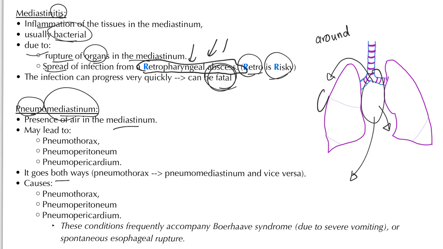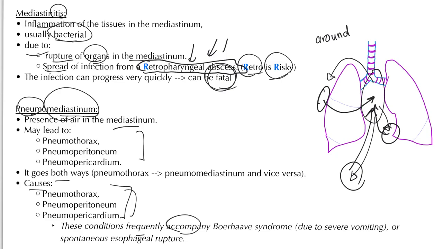You can start with a pneumothorax leading to a pneumomediastinum. You can start with a pneumopericardium leading to a pneumomediastinum. You can start with a pneumoperitoneum leading to pneumomediastinum. Causes, same thing. So causes and complications are the same. These conditions frequently accompany Boerhaave syndrome when you have retching and strong vomiting until your esophagus ruptures, or spontaneous esophageal rupture, which is not because of the vomiting.